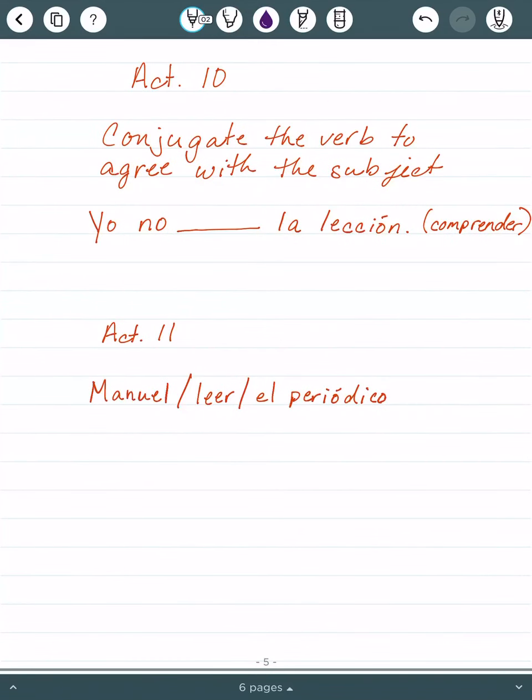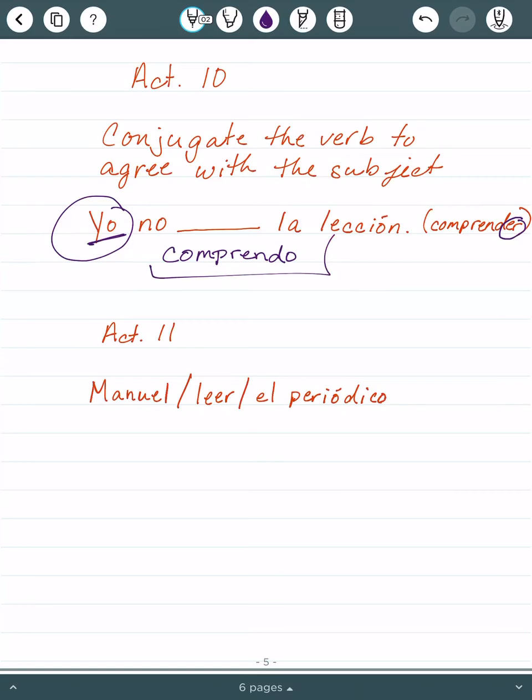All right, activity 10. So this one's pretty simple. Conjugate the verb to agree with the subject. So you're going to find your subject here. It's yo. And then our verb is comprender. If you have not watched the video yet on how to conjugate these verbs, you need to do that. So we know we take off the ER. Comprend. My subject is yo. Look at your notes. Next to yo, it has an O. So comprendo is the answer there.